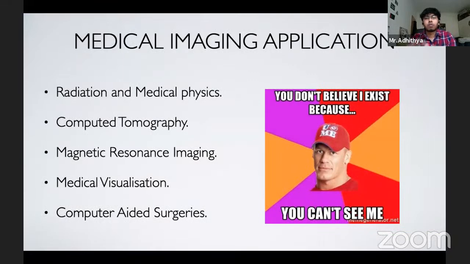Now to talk about medical imaging applications. This is where my specialization comes in. I specialize only in medical imaging, and there are various subcategories: medical physics, radiation and medical physics, computer tomography, magnetic resonance imaging, medical visualization, and computer aided surgeries. I left out ultrasound imaging because I do not study it. I mostly concentrate on CT and MRI and other techniques. These are some of the technologies and techniques that I study in my course of medical systems engineering.